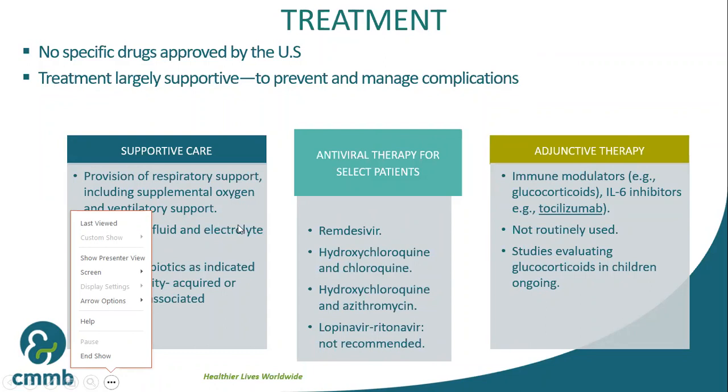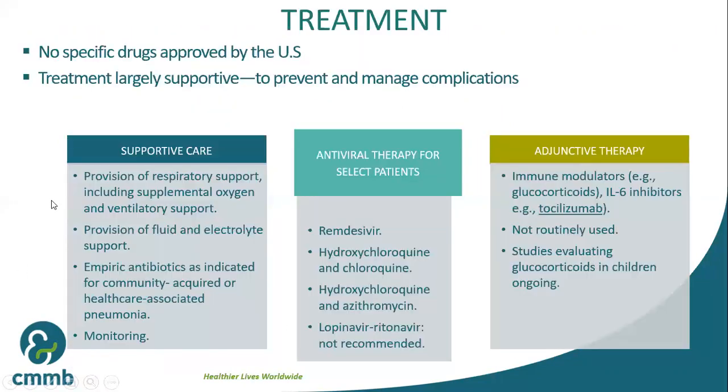There are no specific drugs approved in the US for the treatment of COVID-19. And I think that the protocols all around are the same. We start first with supportive care, and then we use antiviral therapy and adjunctive therapy. For the supportive care, we do IV fluids and electrolyte support, empiric antibiotics such as azithromycin or clarithromycin. We do use antiviral therapy, but we don't really use a lot of hydroxychloroquine in Haiti, but we do use blood thinners.